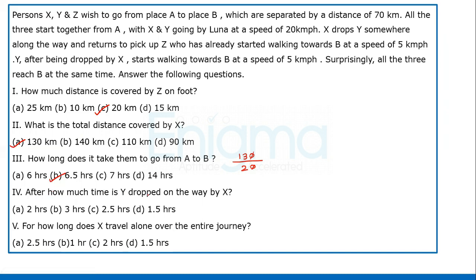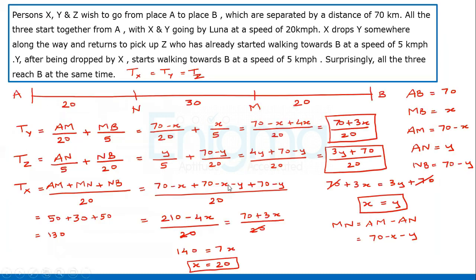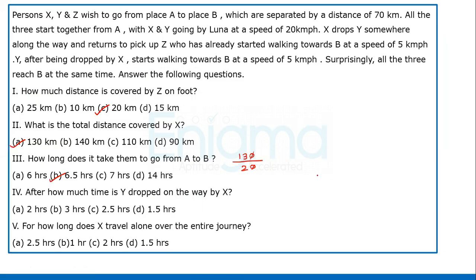After how much time is Y dropped on the way by X? Now, Y is dropped at point M. That means after covering a distance of 20 plus 30, that is 50 kilometers on Luna, that is with a speed of 20 kilometers per hour. So 50 kilometers covered at a speed of 20 kilometers per hour. So Y must be dropped after 2.5 hours. So answer will be option C.